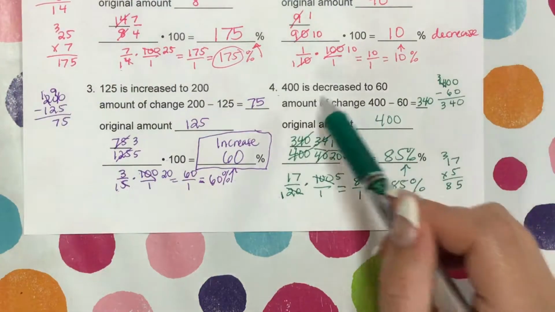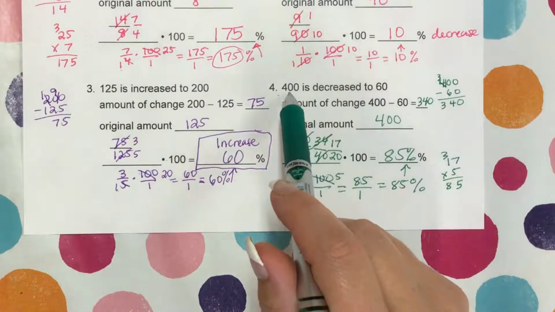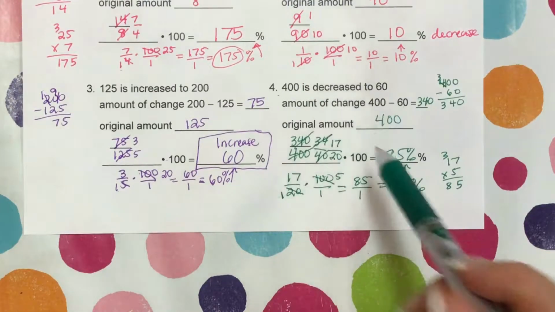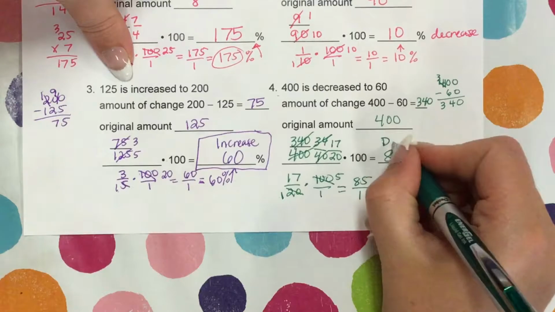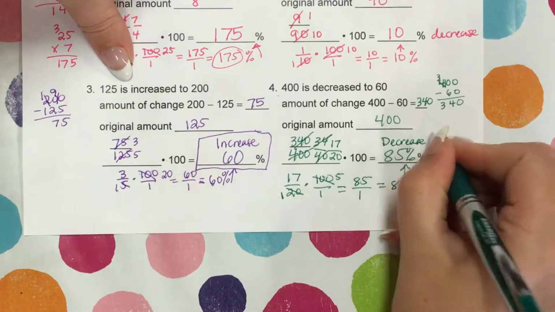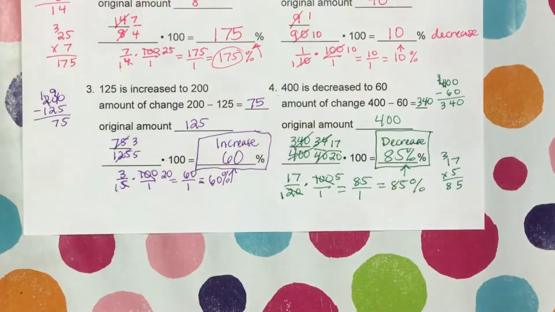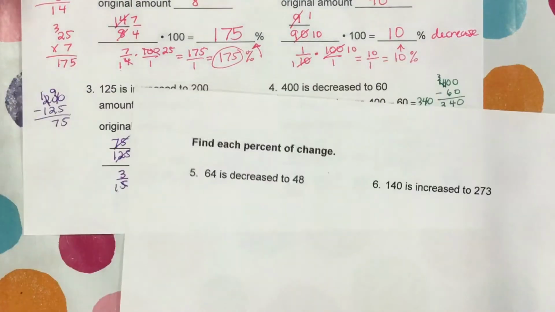And then is this an increase or a decrease? Well, let's look at the number that we started with. We started with 400 and the number got smaller. So we know that this is an 85% decrease. So if you got that right, great job. Let's go ahead and look at the back page.